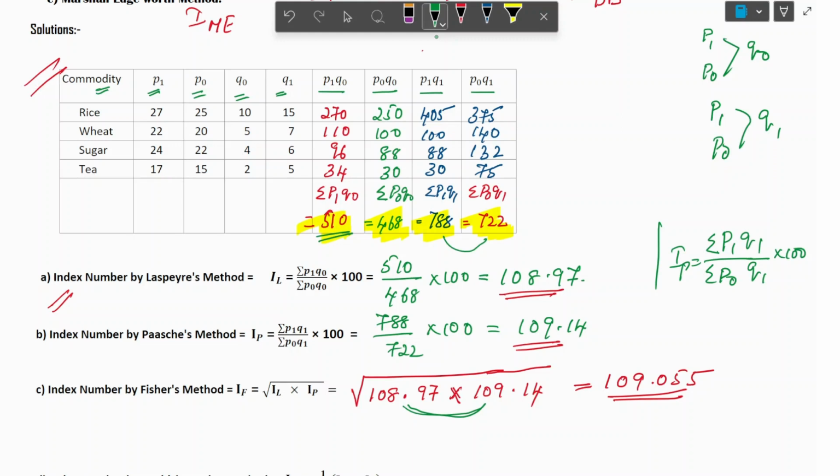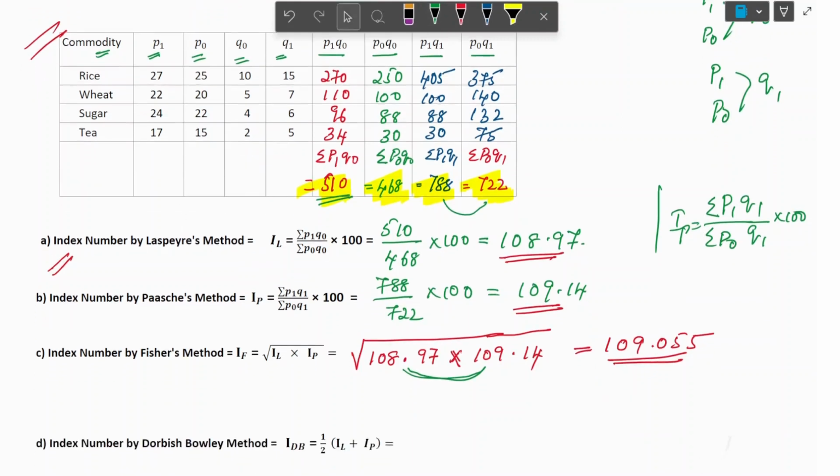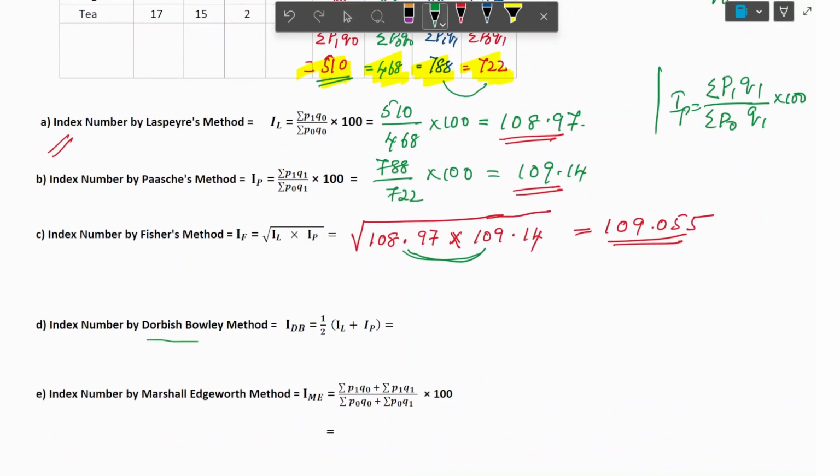The next one which is coming is Dorbish-Bowley's method. Index number by Dorbish-Bowley's method, that is IDB. What's the formula? Half into IL plus IP. That is half into 108.97 plus 109.14. Here what you are going to do first is add these two numbers, that is 108.97 plus 109.14.